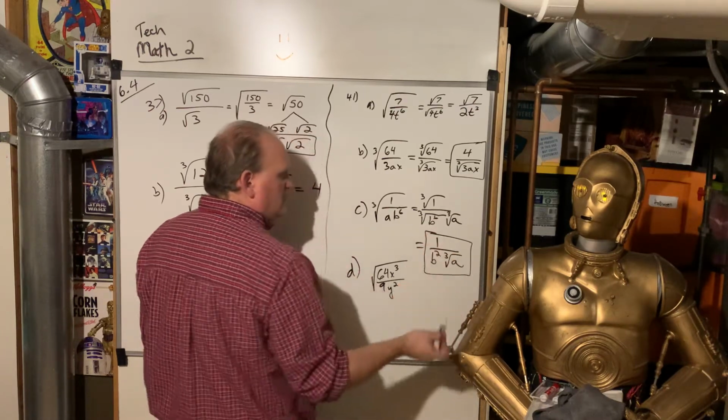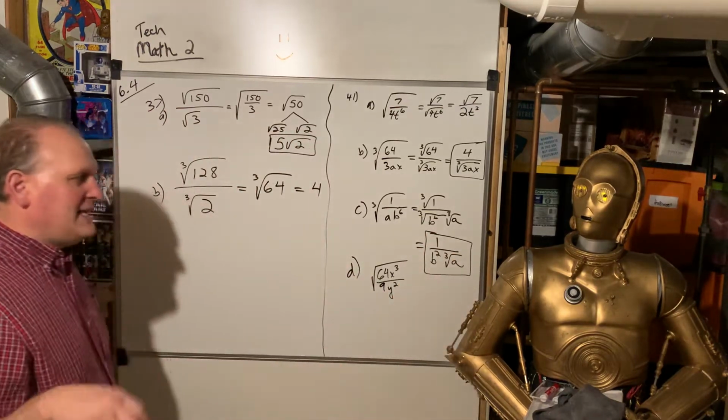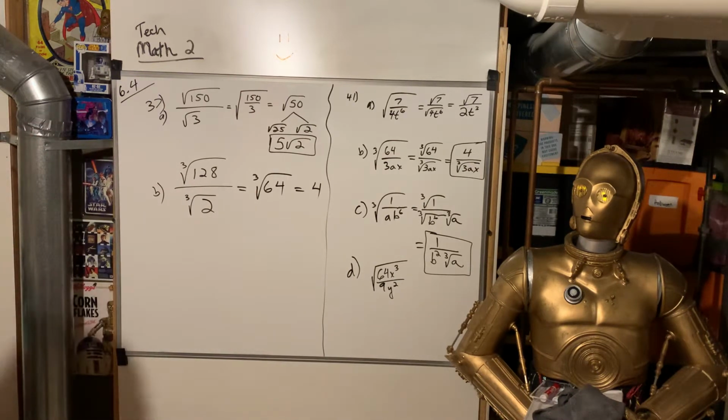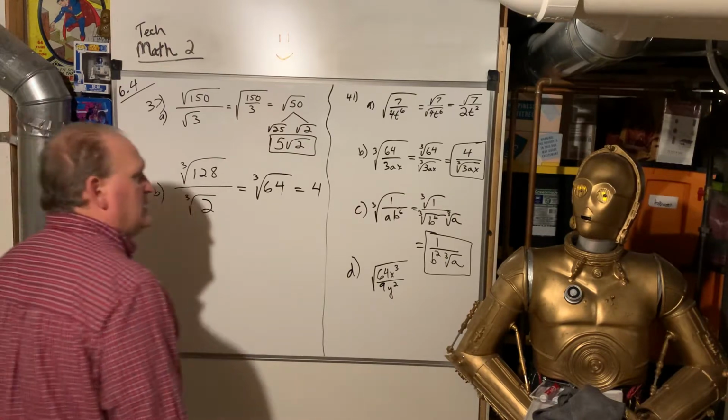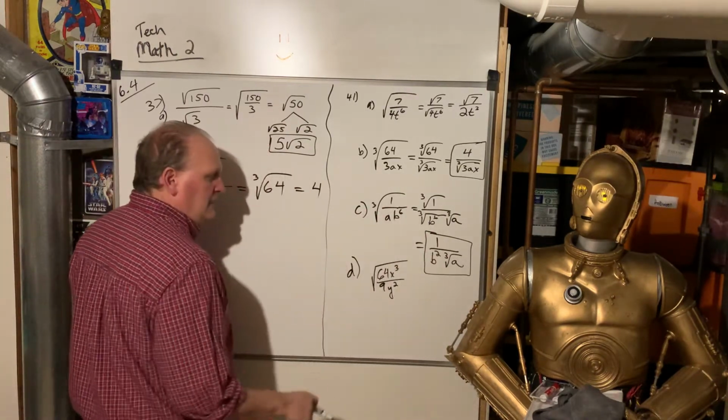Again, if this were an algebra course, I'd have you multiply top and bottom by the cube root of a squared, and it would be 1 cube root of a squared over b squared a, or a b squared. But you don't have to rationalize the denominator. You just leave it like that.